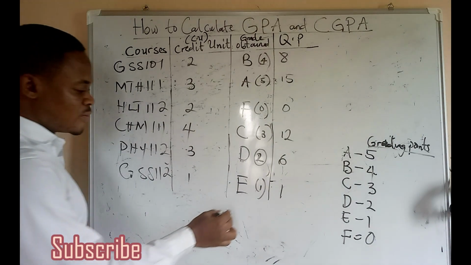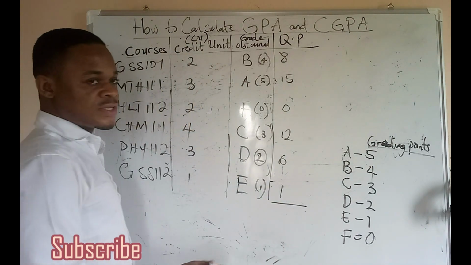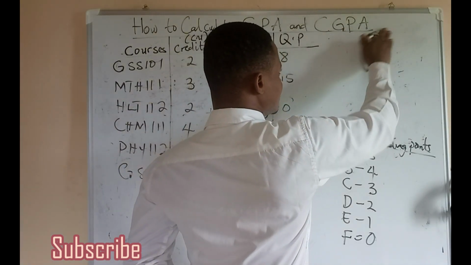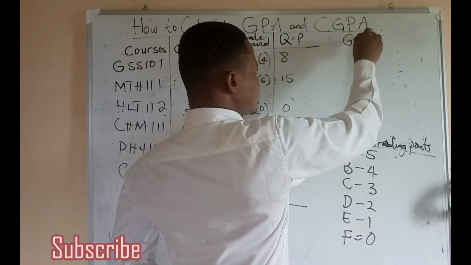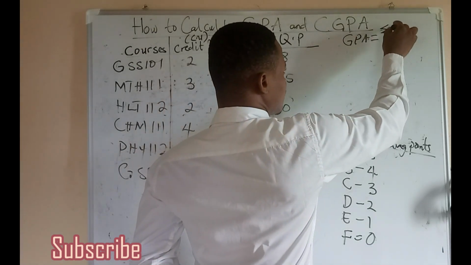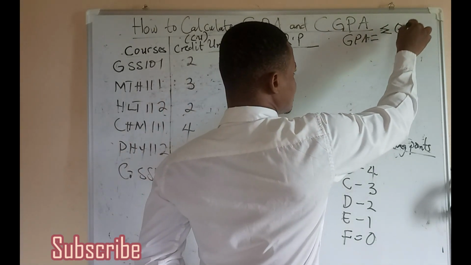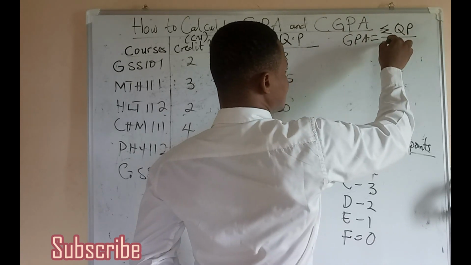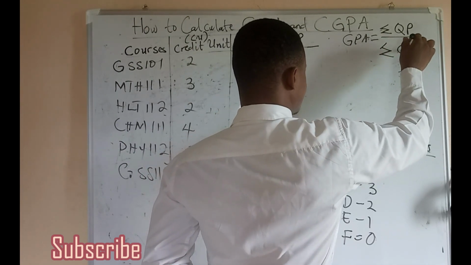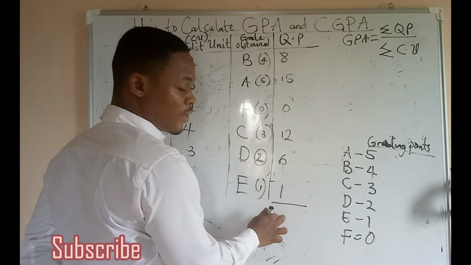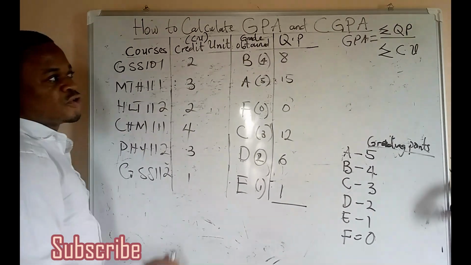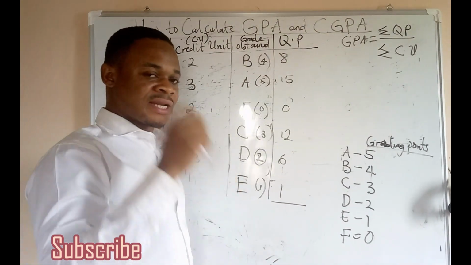So the next thing we'll do is to get the total, because our GPA is equal to the sum of the quality points divided by the sum of your credit units. The sum of this divided by the sum of this. That will give you your GPA for a particular semester.